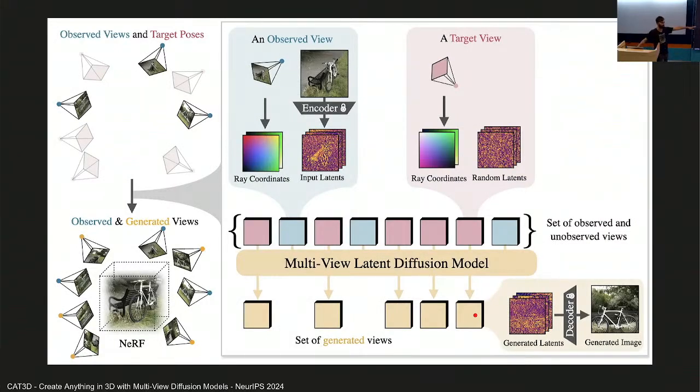So this is trained on large scale 3D data, multi-view data. And once it is trained, you just give it 3 to 5 images of a scene. It will generate novel views in one shot.